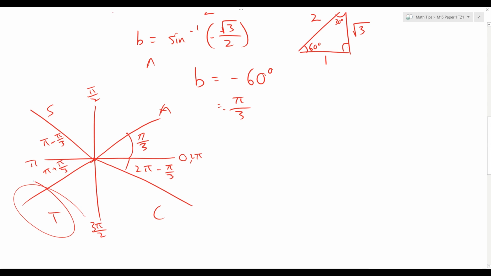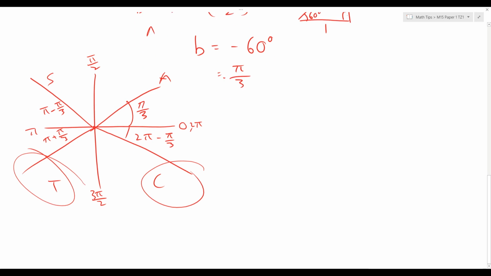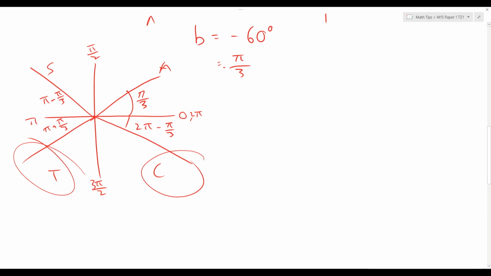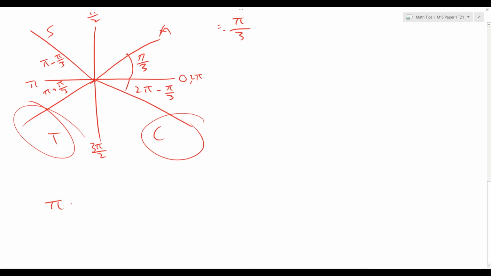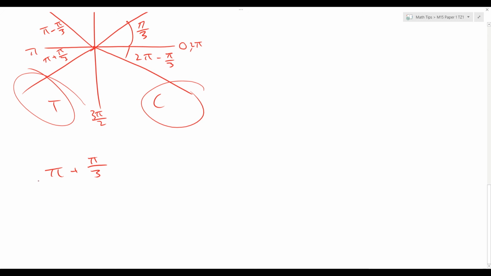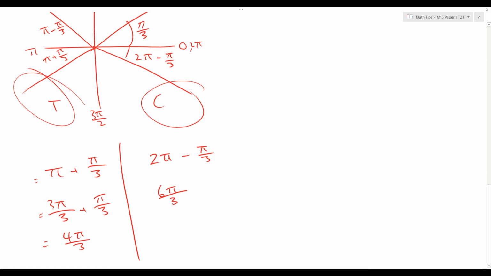And we know that because sine is negative, the only quadrants where sine is negative are the tangent and C quadrants. So we're going to take a look at both of these values. The first value we're going to look at is π plus π/3. We're going to make this into something that looks like I could add. Okay, looks good. So now that is 4π/3. And then the other one is 2π minus π/3. I'm going to make this look like 6π/3 minus π/3. That is 5π/3.